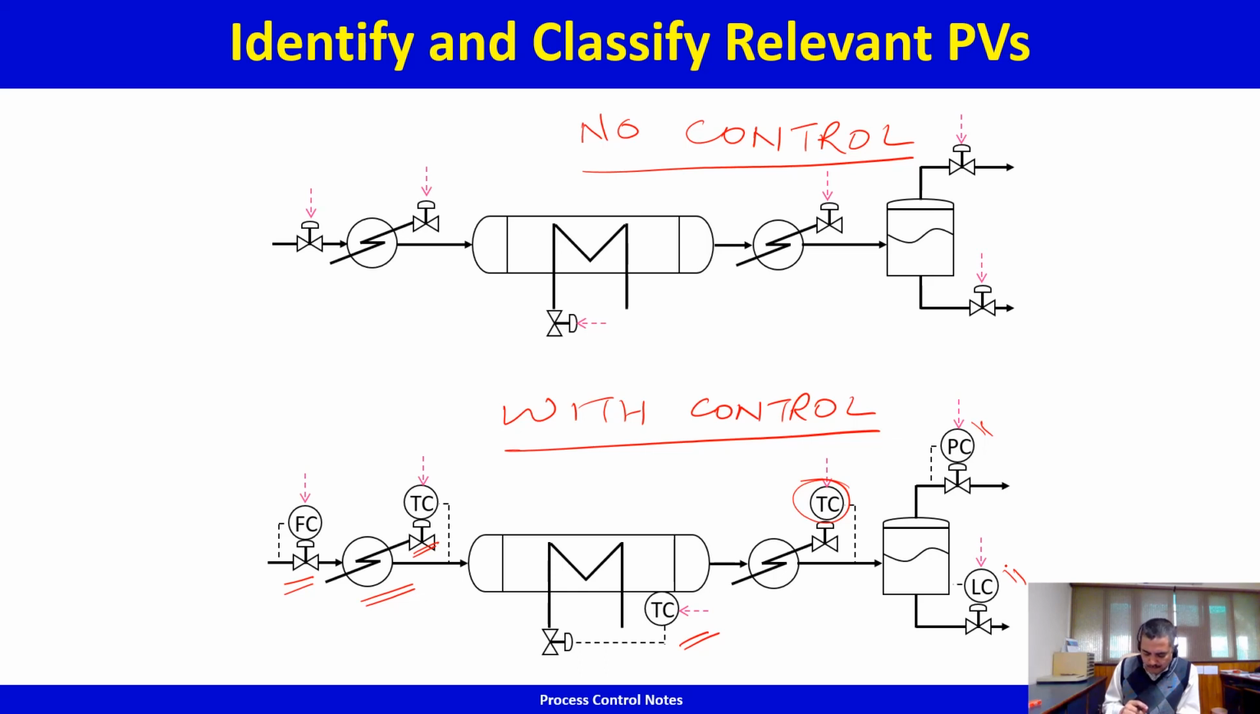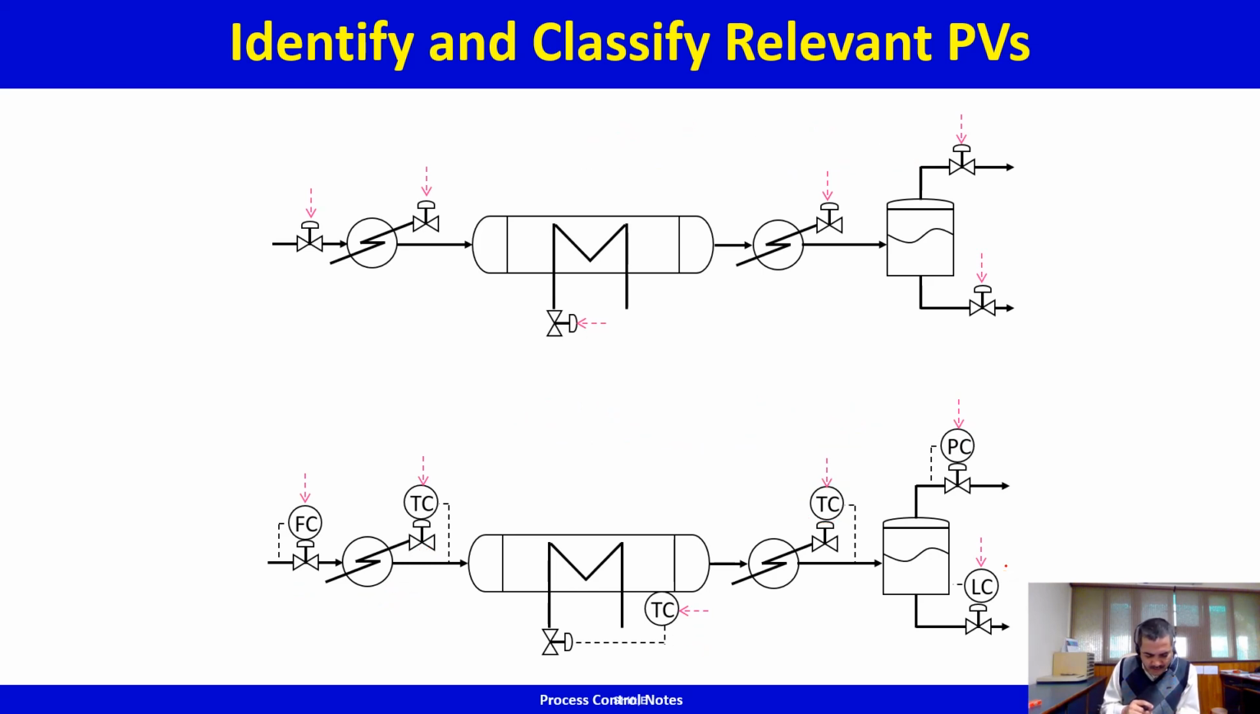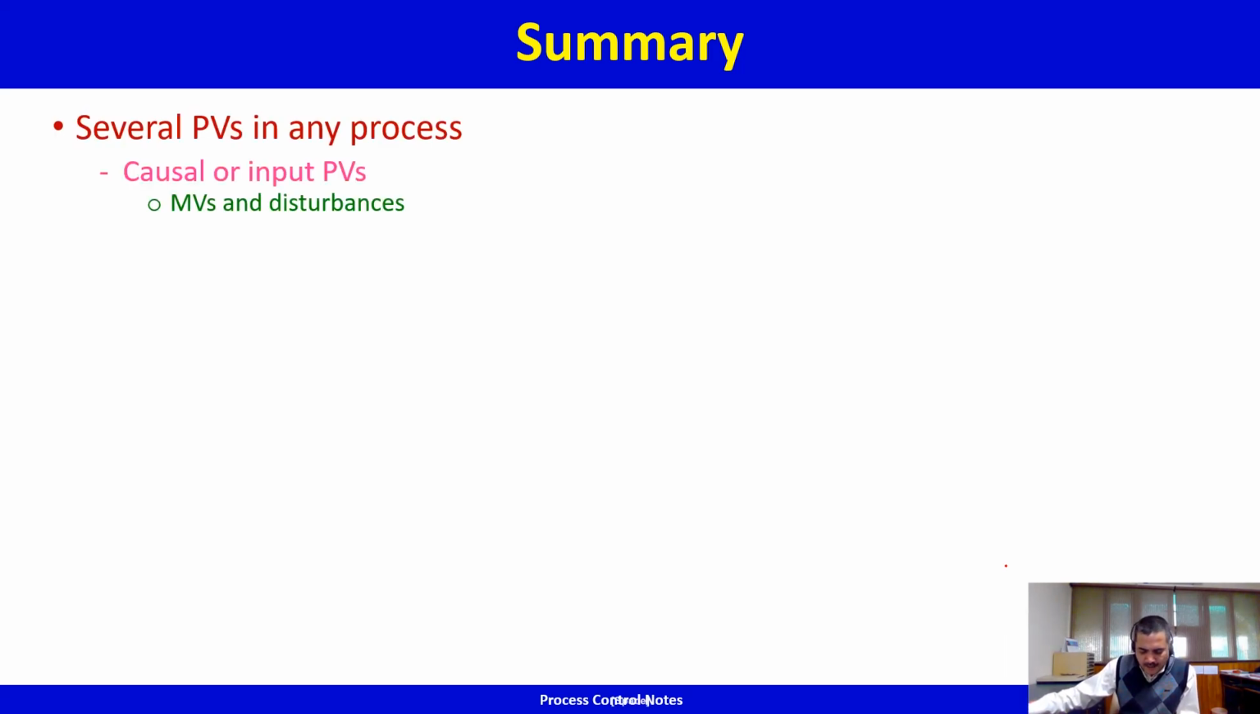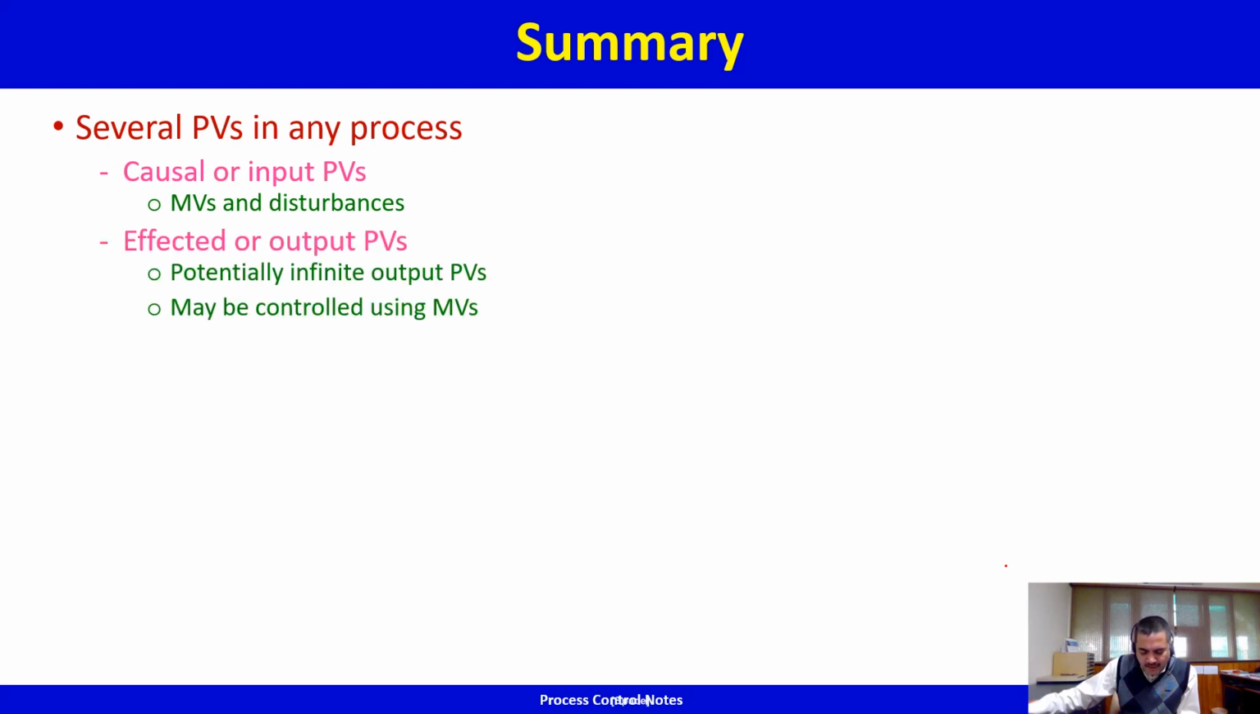What are the process variables, input and output process variables for the system with control, for the system with no control? Please do this as an exercise, and this brings us to the end of this lecture. To summarize, what we have seen is that there are several process variables in any process, and these process variables may be causal, meaning input process variables. Manipulated variables and disturbances are causal process variables, or these may be affected or output process variables.